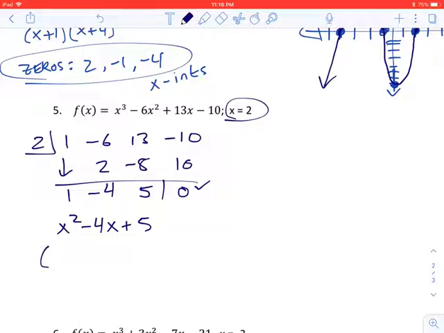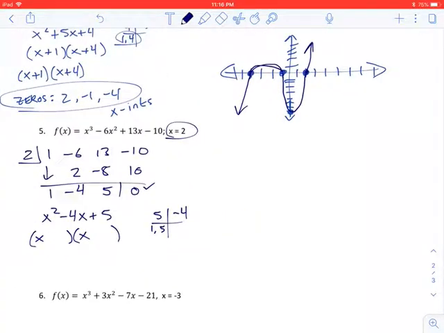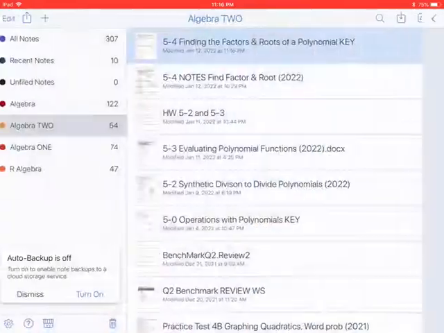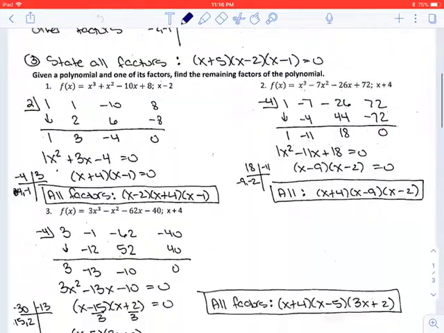And so what two factors of 5 give us -4? 1 and 5 do not give us that. So this one may not. I need to look at my key real quick to make sure I'm not telling you the wrong thing here.